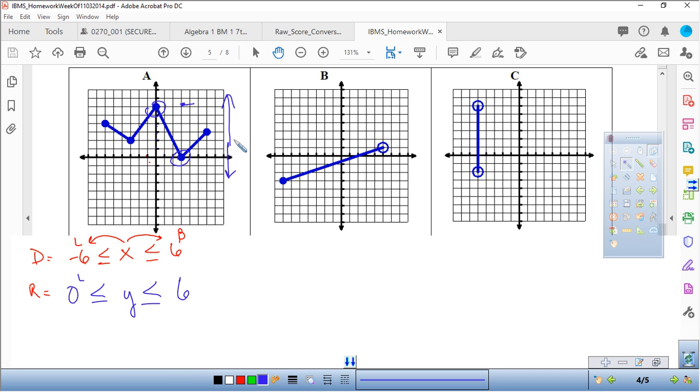Make sure your graph is labeled pretty good. Make sure you know that when I'm talking about my x's, my domain, I'm talking about this x-axis, these coordinates. When I'm talking about my range, I'm talking about my y values, and that's from a 0 all the way to a 6. Give about 3 more seconds, and then we're going to try letter B together.